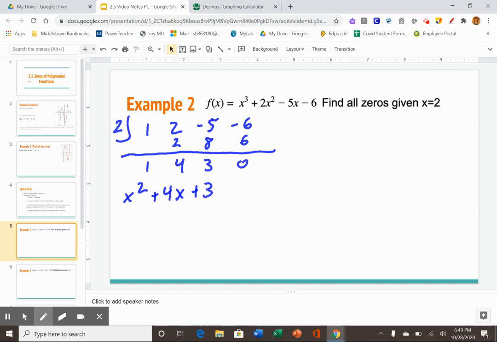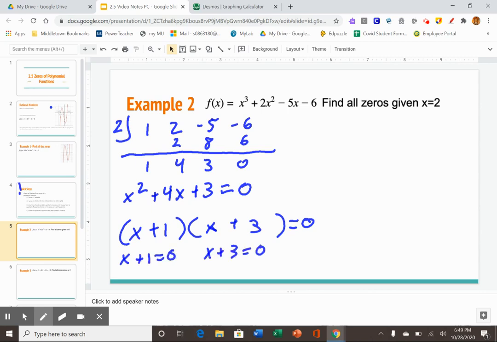So I look at this one and I'm going to say to myself, I think I could factor it. So I'm going to set it equal to 0. (x plus 1)(x plus 3). If you are not good at factoring, you can use the quadratic formula, but for some of them, it is a little easy. So this is x plus 1 equals 0. This is x plus 3 equals 0. So here's x equals -1, and x equals -3. So that's a 0, that's a 0, and remember the last 0 is x equals 2 that we used in the beginning. So that is how you find all the zeros.